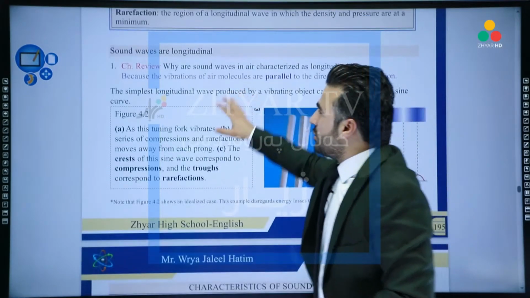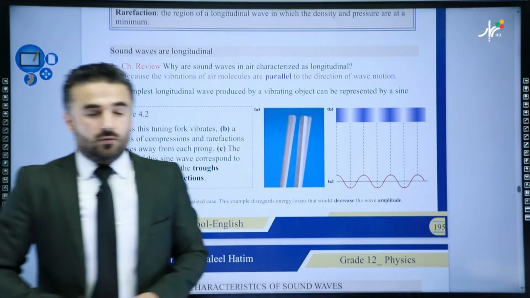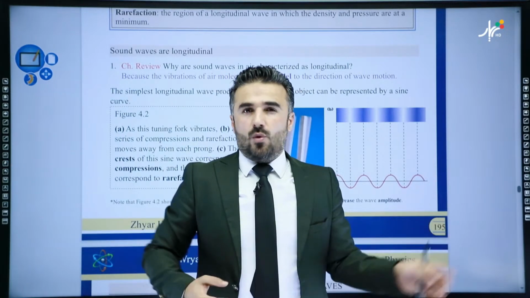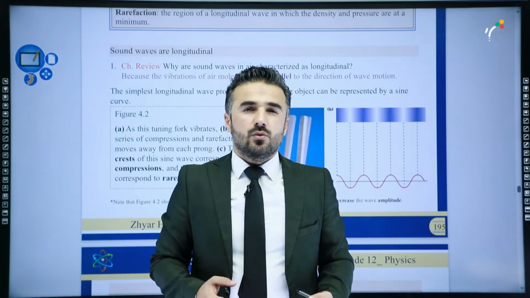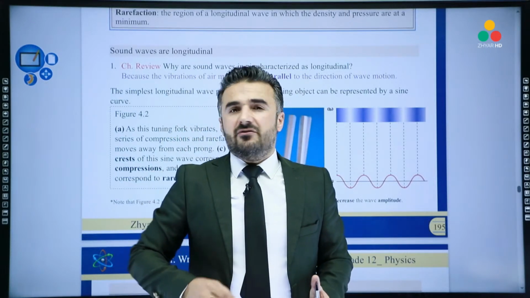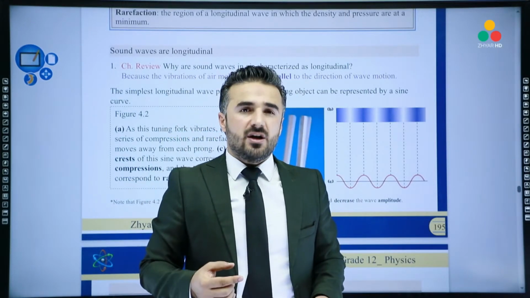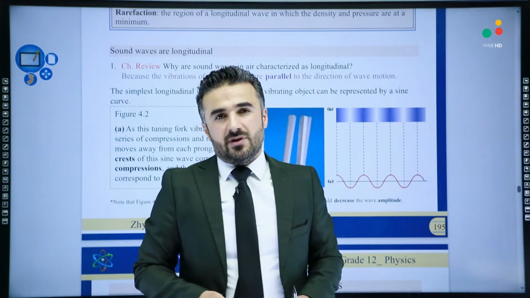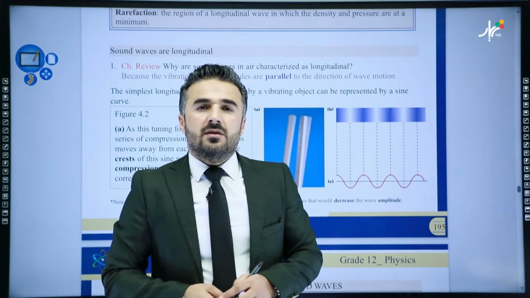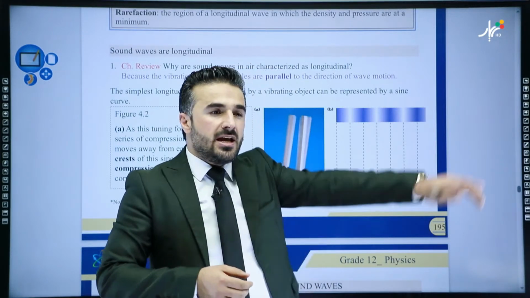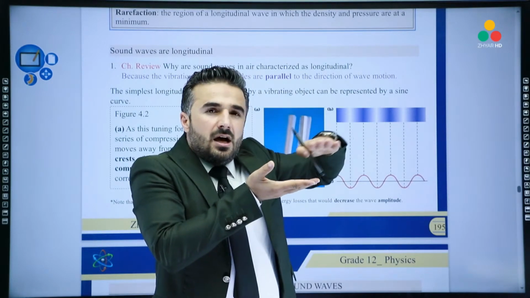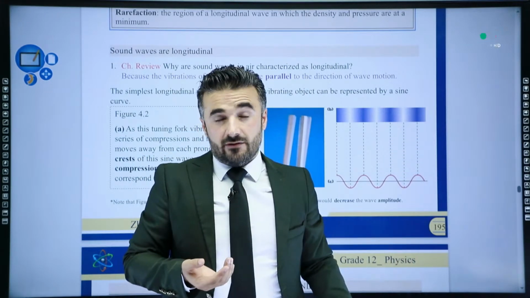Very good. Now we have a question here: sound waves are longitudinal waves. Do you remember we covered transverse and longitudinal? Why is sound wave considered longitudinal? Well, very simple. First of all, think about the vibration of the air particles and how they vibrate when sound is transmitted through a given medium. Do the particles of the medium vibrate perpendicular to the direction of wave travel, or parallel to the direction of wave travel?